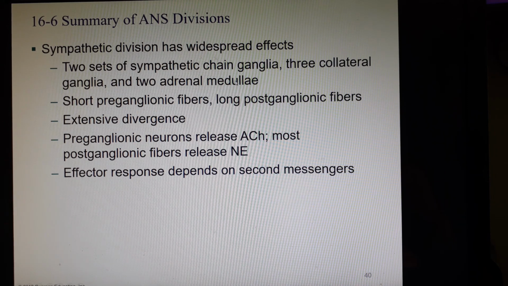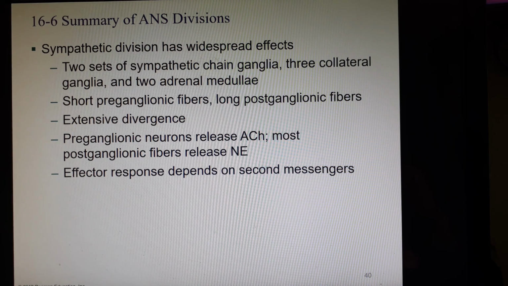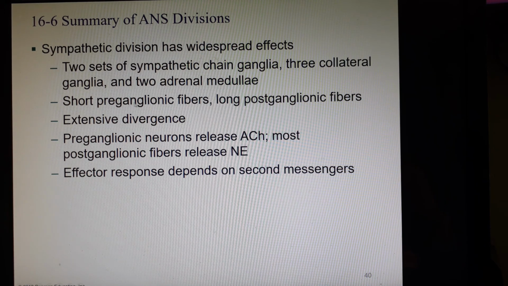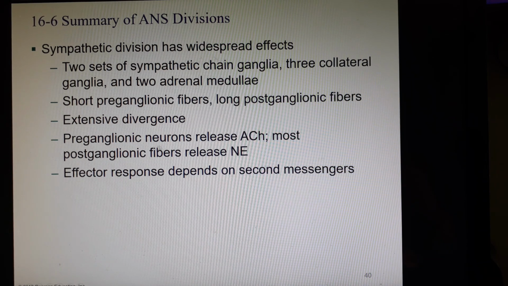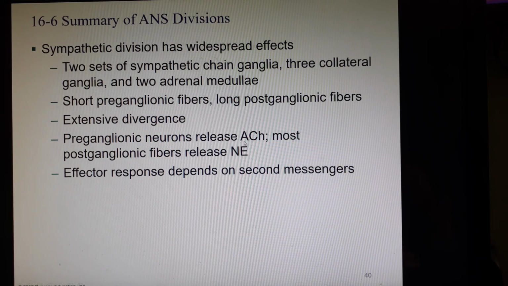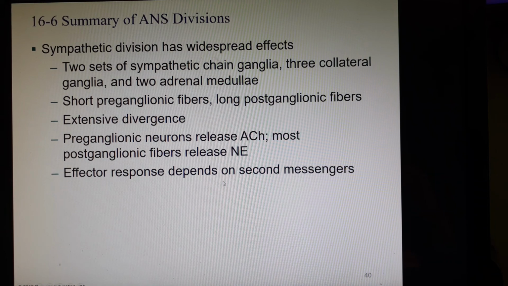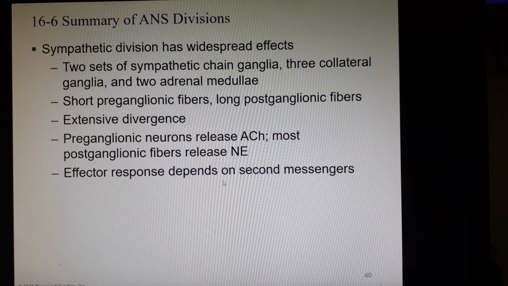And again, I keep drumming this because it's going to come up on tests a lot. Sympathetic is short preganglionic, long postganglionic. Parasympathetic is long preganglionic, short postganglionic. In the sympathetic division, we have extensive divergence or spreading of a signal. Preganglionic neurons release acetylcholine. Most of your postganglionic ones release norepinephrine, noradrenaline. And the effector response depends on the second messengers.